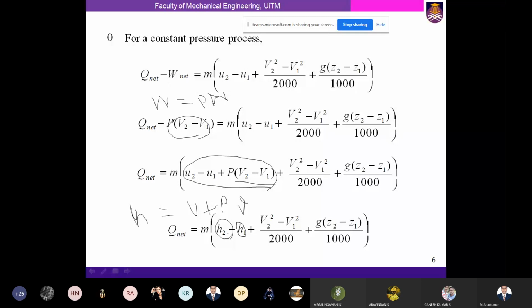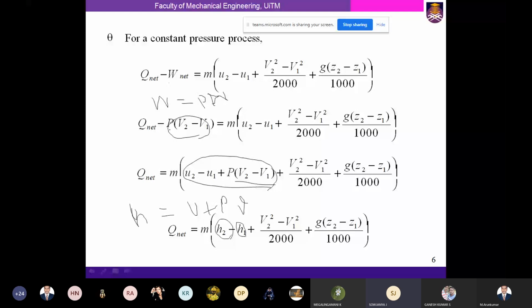Sir, I have a doubt. Yes, you can ask. Sir, how can we include the left hand side P into V2 minus V1 in a common bracket with M? Why are we including P in common with M, sir? Shouldn't we write it separately, sir?